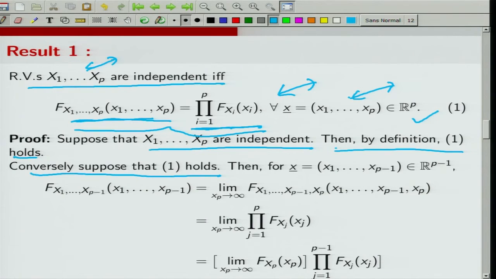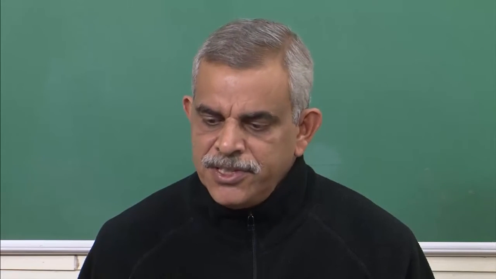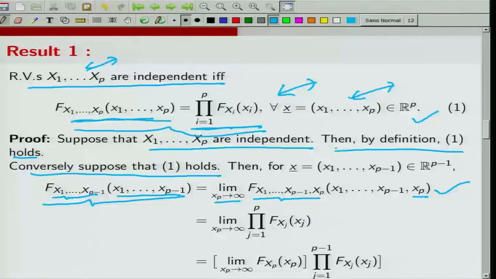So, I will illustrate this for the subset x1, x2, ..., xp minus 1. Let us look at the joint distribution function of x1, x2, ..., xp minus 1, which is F of x1, x2, ..., xp minus 1 at (x1, x2, ..., xp minus 1). To get this marginal distribution function, I have to take the unwanted variable going to infinity. The argument of the unwanted variable is xp. I am taking xp going to infinity in the joint distribution function of x1, x2, ..., xp minus 1 and xp. That is the result which we saw in the earlier module: if you have to get a marginal distribution function, you take the argument of the unwanted variable going to infinity, and that is exactly what I am doing.